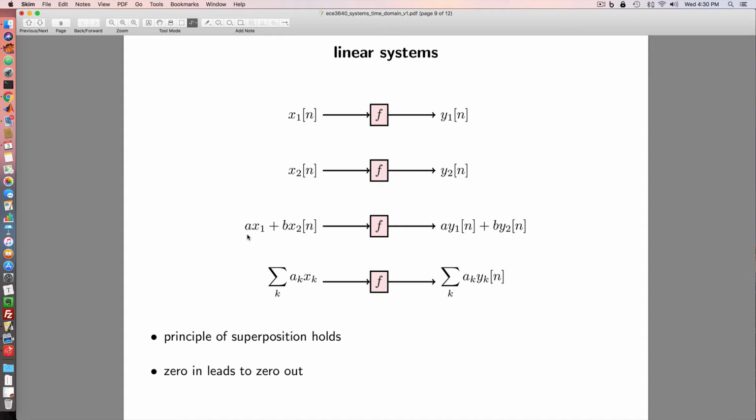This linear combination extends to an infinite number of signals. So it's not just finite combinations, it also needs to hold for infinite combinations as well. Sometimes this is referred to as superposition. So linear systems obey superposition. One other simple test to determine if a system is linear is to put in 0. If you put a 0 into a linear system, you should get out 0.